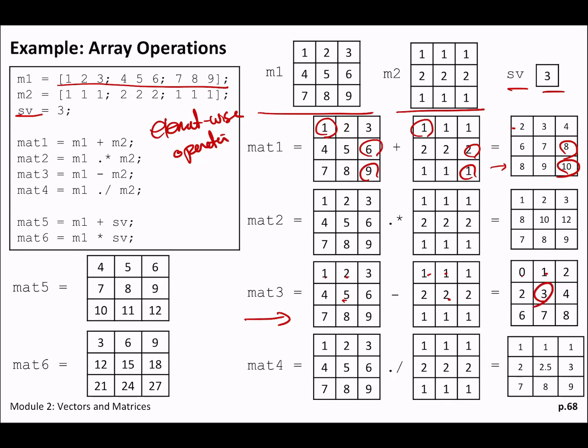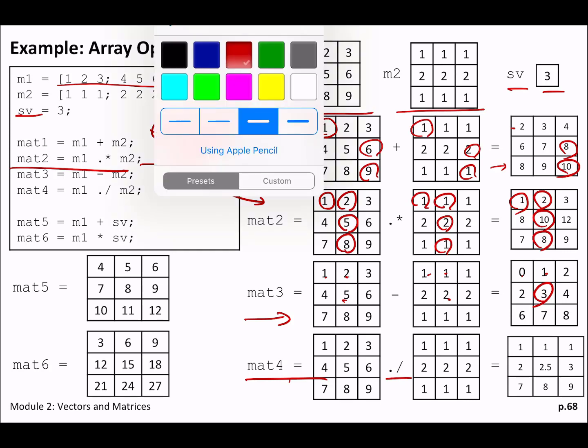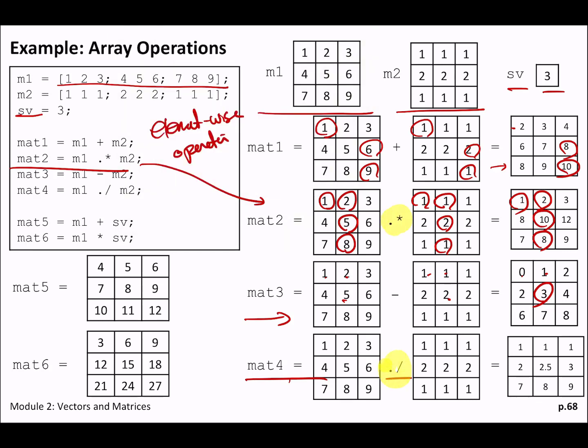And dot multiplication is an element-wise multiplication. 1 multiplied by 1 is 1, 2 multiplied by 1 is 2, 5 times 2 is 10, 8 times 1 is 8, like this. Division is also done in a similar way. Again, this one is dot multiplication, dot division.